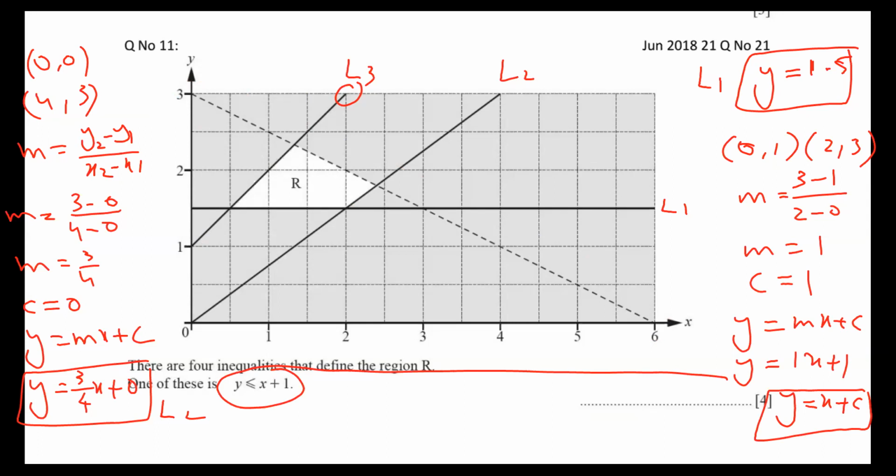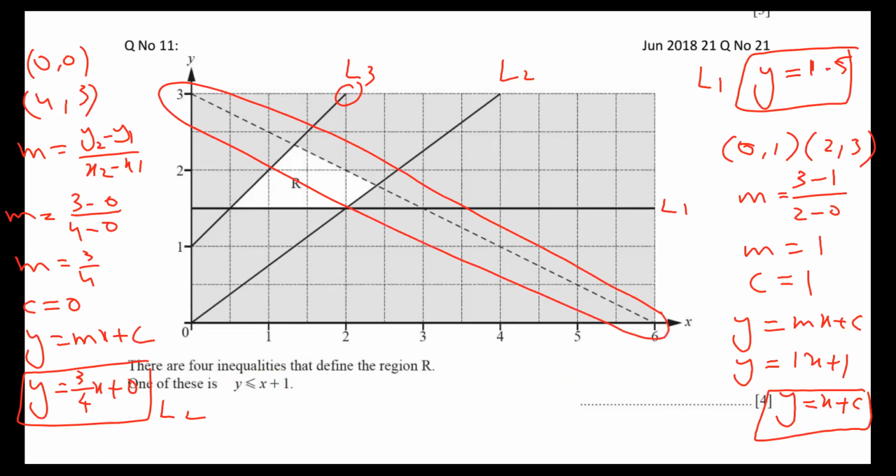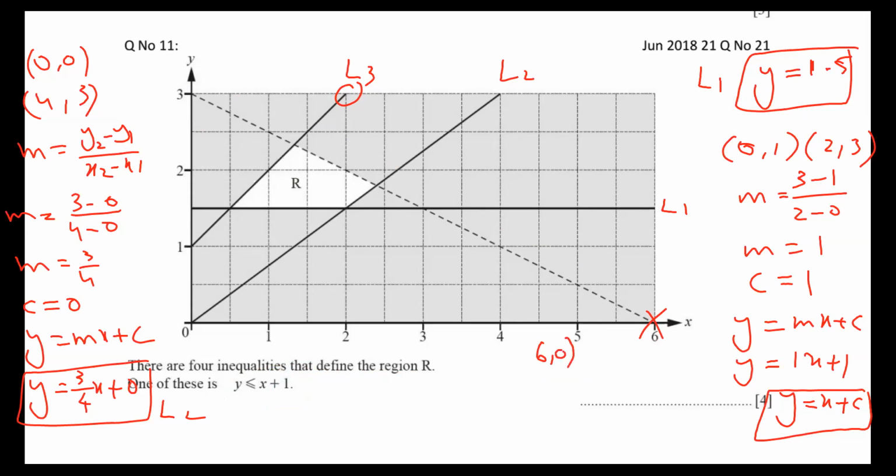Now the last line left is this one, the dotted line. So let's try to find the dotted line. How to find it? Take any 2 numbers. For example, this one: x is 6, y is 0. I note it down here. And I take the last number: x is 0, y is 3. Let's find the gradient. Y2 minus y1 over x2 minus x1. I am getting negative half.